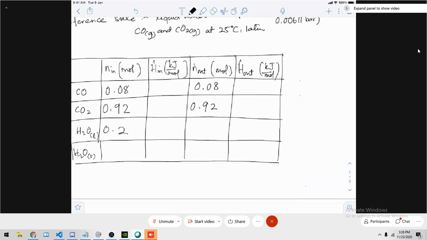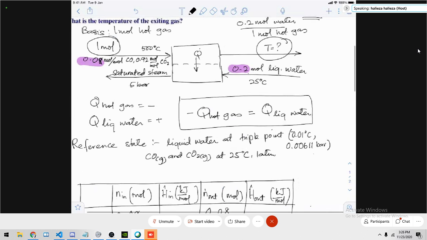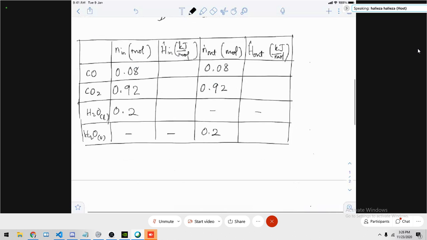You're not going to have any liquid water coming out, and you're not going to have any vapor coming in for water. You're going to have the same number of mole of steam coming out. Let's look at the diagram. Coming in is liquid, coming out is saturated steam, but the same amount of mole, 0.2. It has nowhere else to go. It's just passing through the heat exchanger, receiving the heat from the hot gas. So it's still the same 0.2.